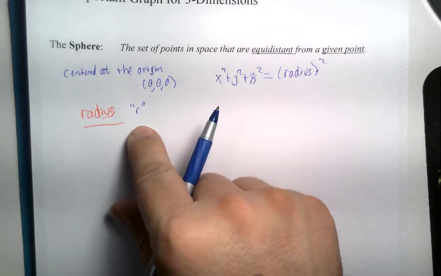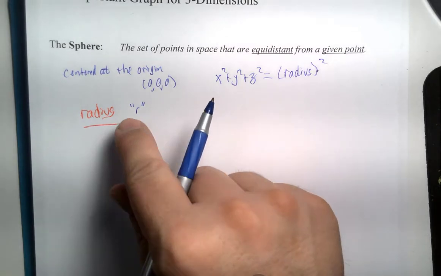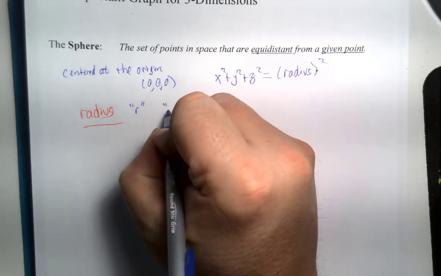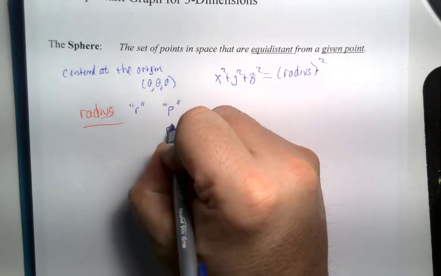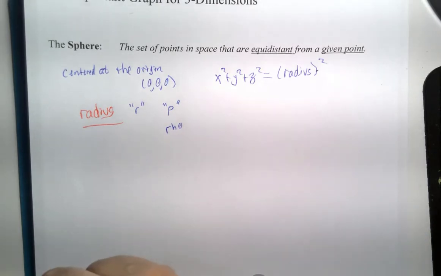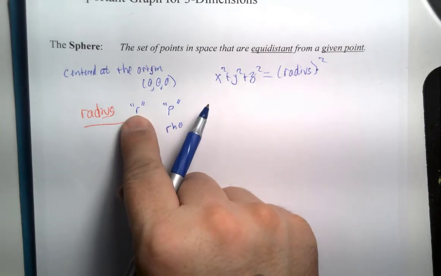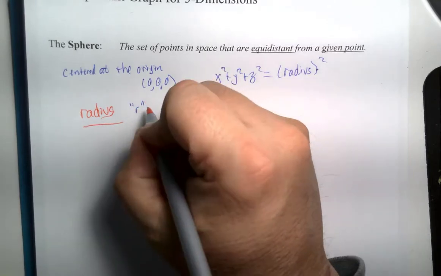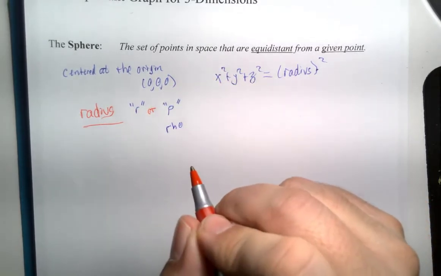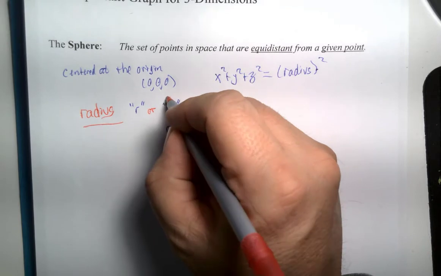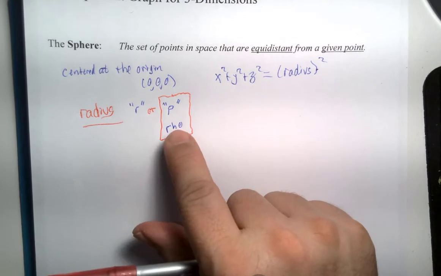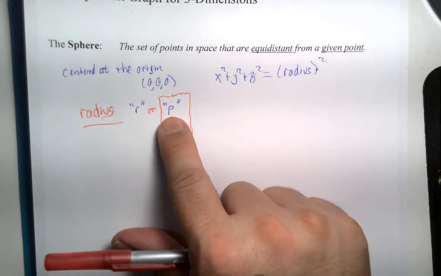But within just a few sections, the book is going to stop using R for radius, and it's going to use the Greek letter rho to represent the radius of a sphere. We're going to continue to use R for the radius of a circle. But when I put the "or" here, it's not really an "or" that you get to choose. We are going to use this anytime I do an example. This radius will be called rho.